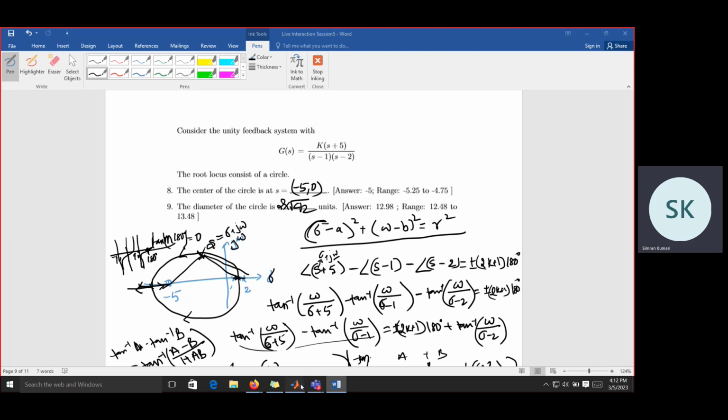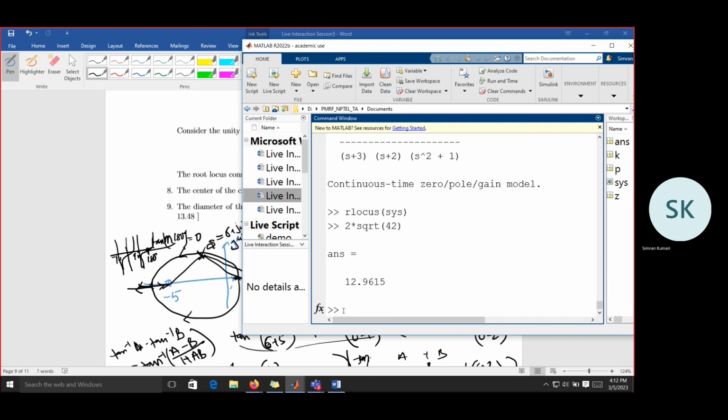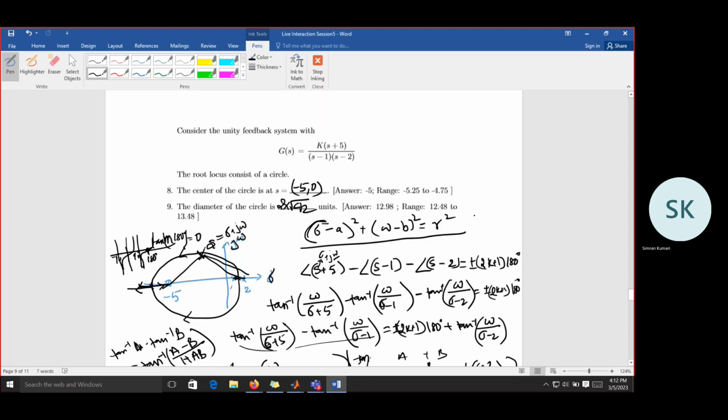So what would be the value? 2 into root 42, approximately 12.96, okay, approximately 12.98. Okay, so this is one thing.